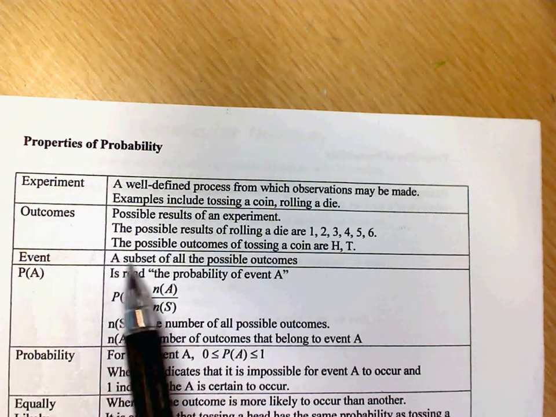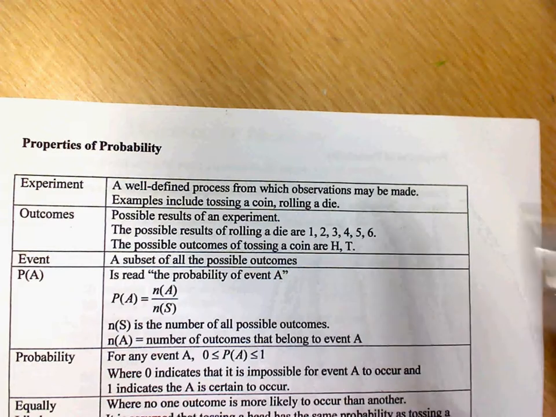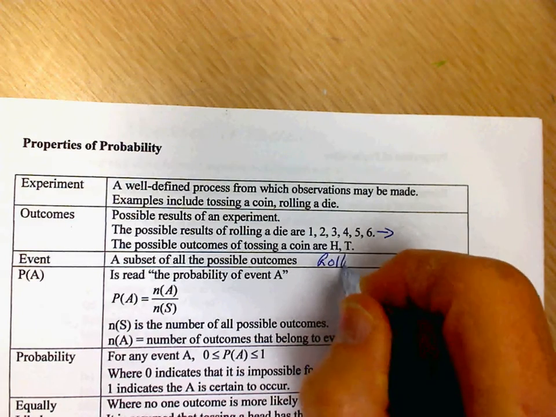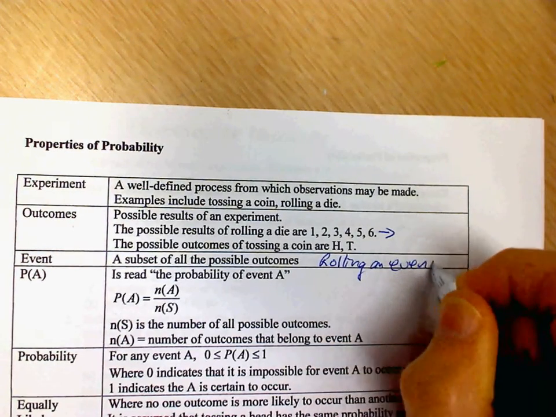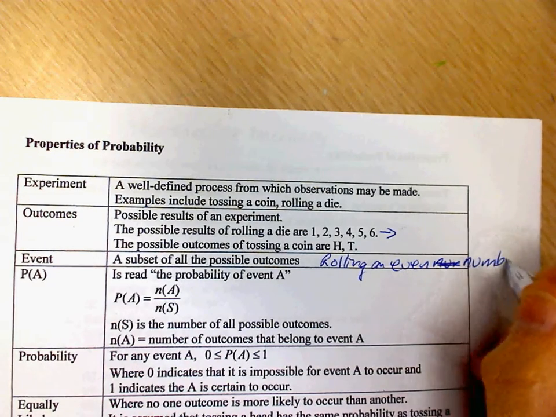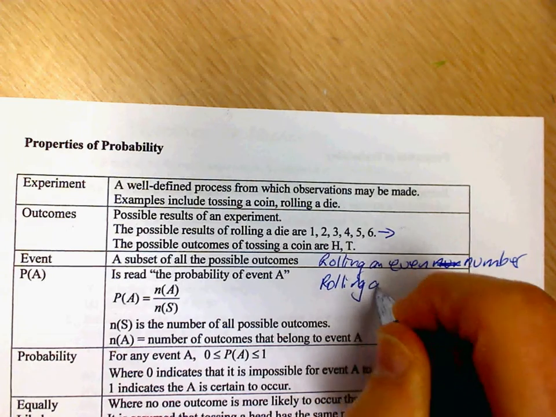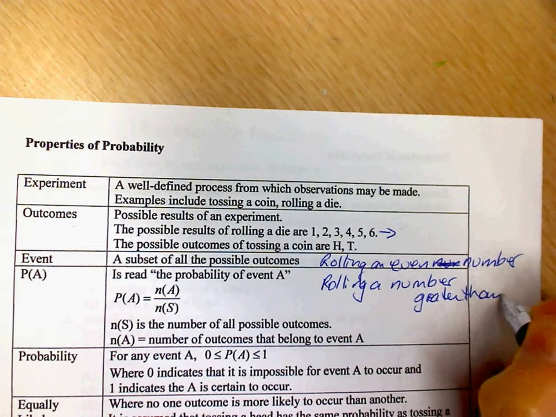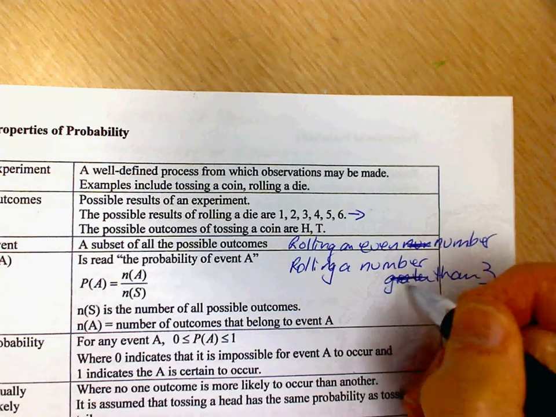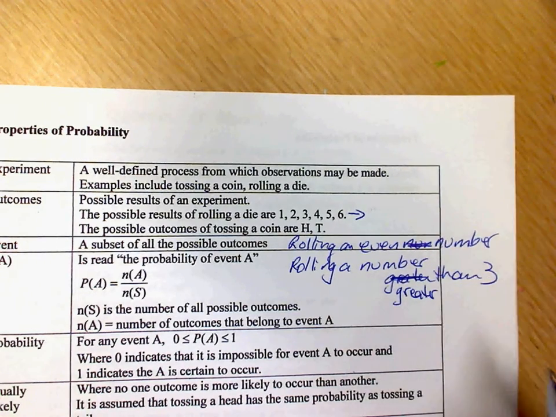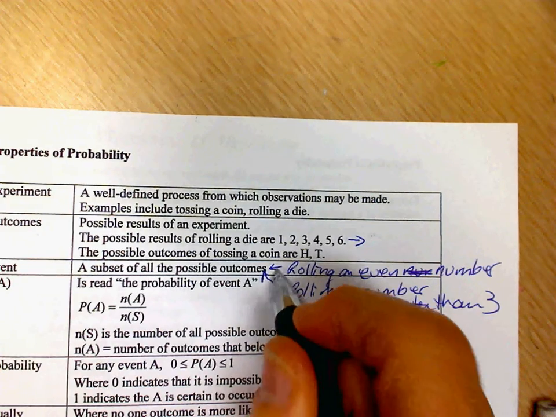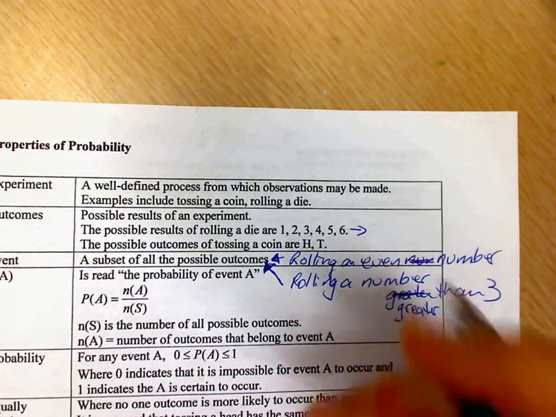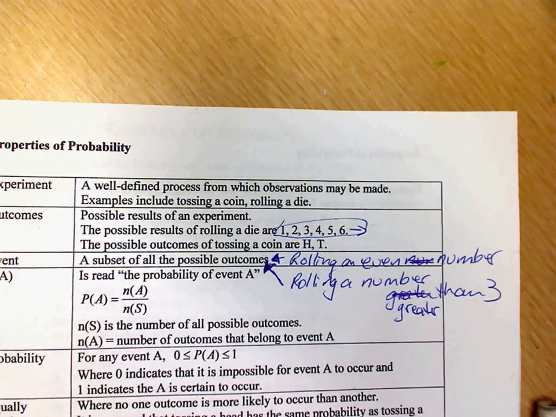So, an event is a subset of all possible outcomes. For example, in this case, examples of events might be rolling an even number, or rolling a number greater than 3. Okay? So, let me spell greater a little better than that here. Greater than 3. Sorry, those are examples of events, not outcomes. Okay? So these are subsets of 1, 2, 3, 4, 5, 6, right?